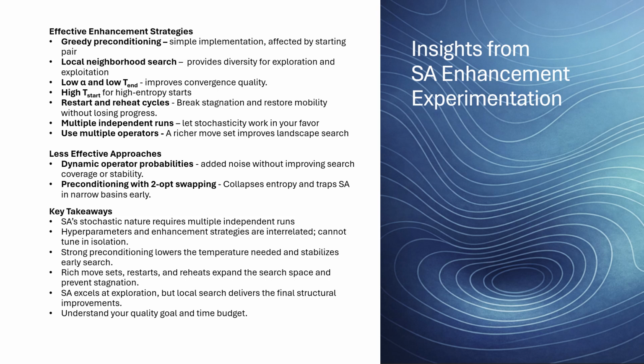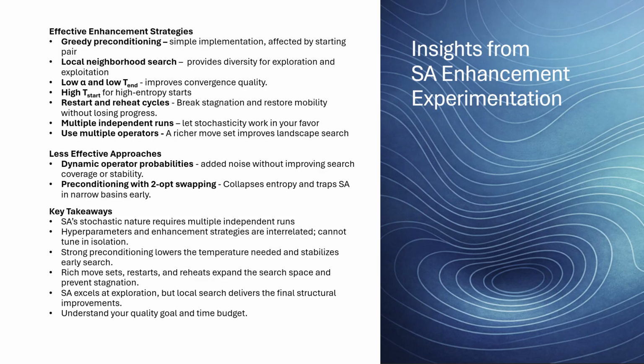So here's what I learned: effective enhancement strategies. The greedy preconditioning, the local neighborhood search, a low alpha, a low ending temperature, a high starting temperature, especially in regions of high entropy starts. Restart and reheat seem to be effective. Do multiple independent runs, using multiple operators for a richer move set to improve the landscape search. The things that didn't work so well were the dynamic operator probabilities and the conditioning, as it were, with the 2-opt swap.